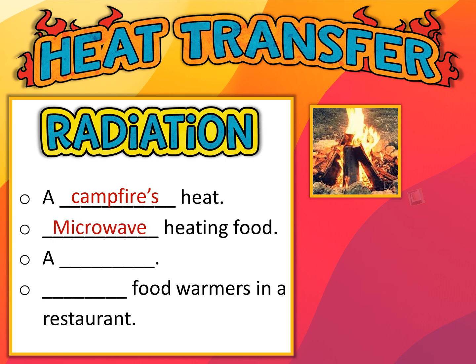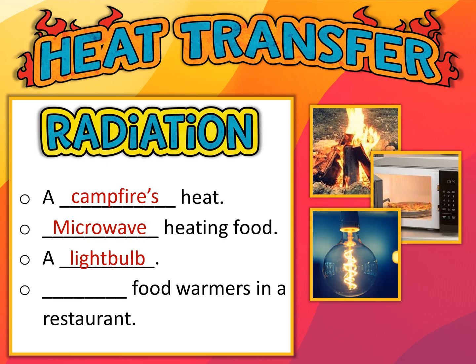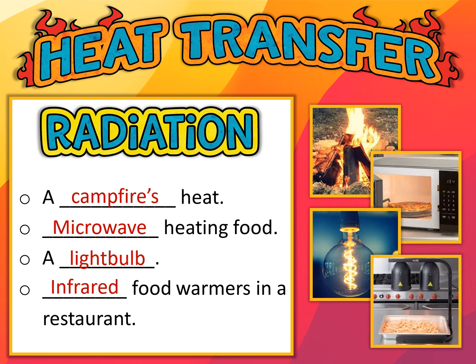A microwave heating up food. A light bulb. If I put my hands right around a light bulb, they're probably going to get warm. An infrared food warmer in a restaurant. You don't see these a lot, but you do see them sometimes in the back of a restaurant or on a hot meal bar.